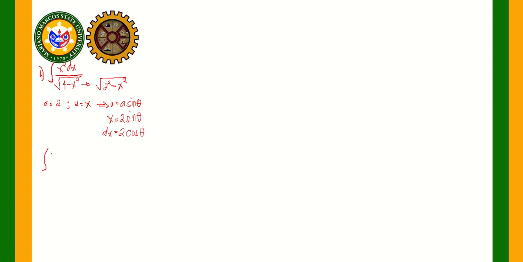So, if we try to replace yung mga x's natin, this will be equal to 2 sine theta quantity squared. And then, yung dx natin will be 2 cosine theta all over the square root of 4 minus our x, that is 2 sine theta quantity squared. Okay. Meron palang d theta dito. I forgot. Sorry. Okay. So, from here, we simplify.